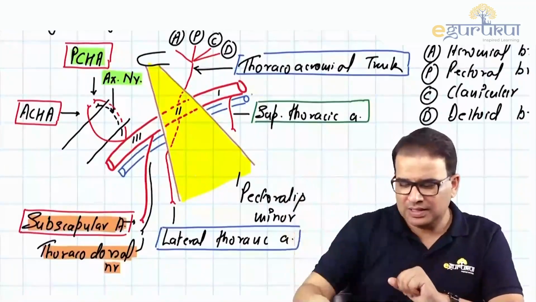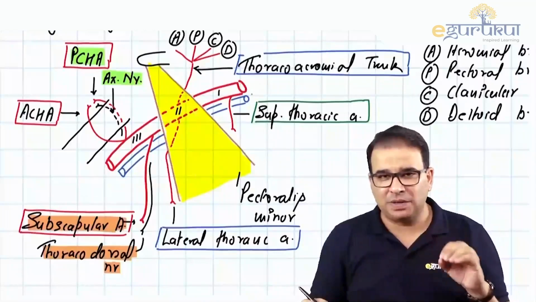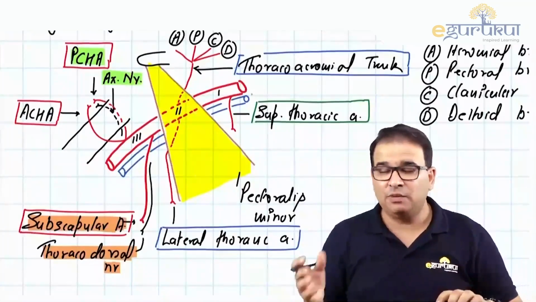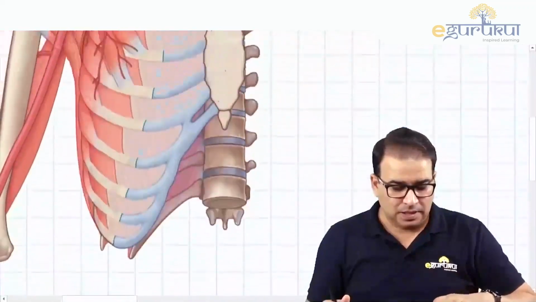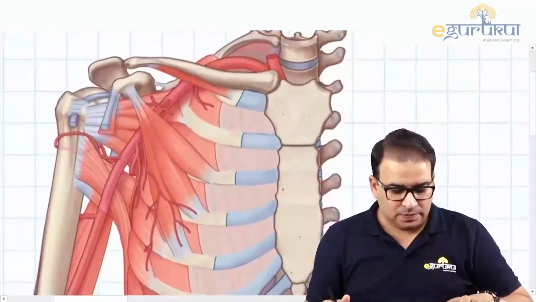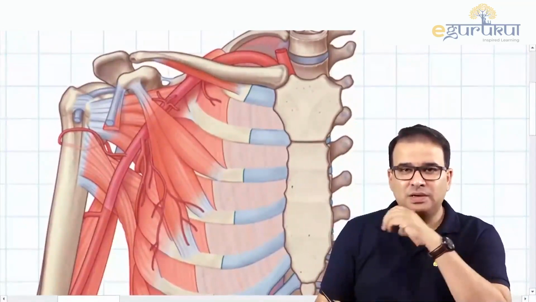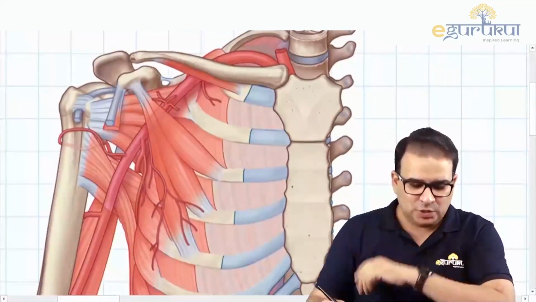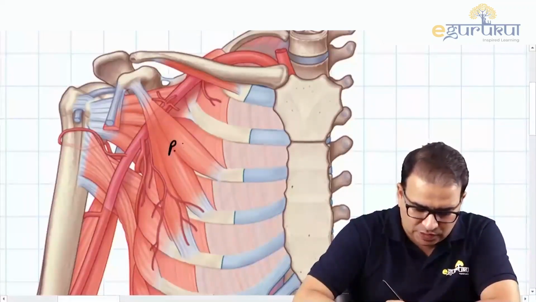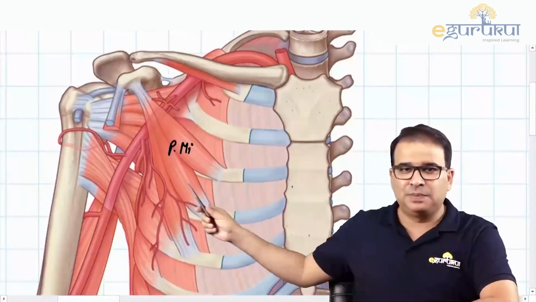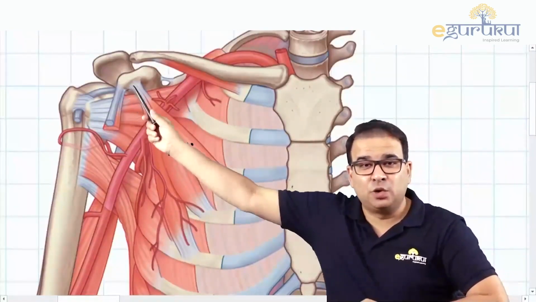Now, knowing these branches, first let me show you these branches on a picture, on an atlas image, and then we will talk about the anastomosis around the scapula. So here we have an atlas image in which we will discuss the same thing that we just saw. As you can see, the muscle over there is a pectoralis minor. Let me just keep marking all these things. This is a pectoralis minor muscle, and you can see pectoralis minor muscle is getting inserted to this coracoid process.